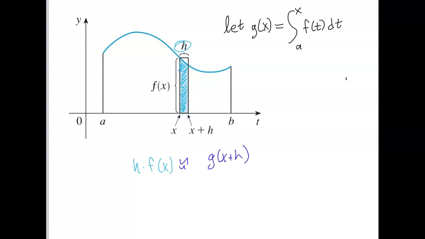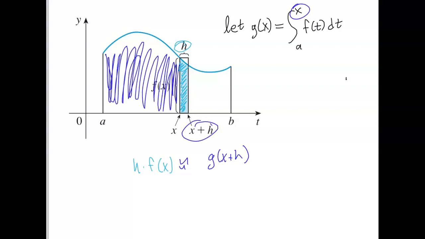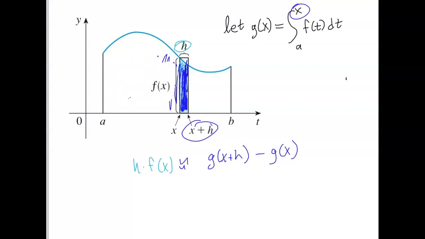All right, so g of x plus h, I would be replacing this x with the upper limit of x plus h, so it would be the area from a all the way over to x plus h, right? It would be all that area. And then I could subtract off g of x. So that would be taking away the area from a up to x. So I'd be taking this away. Yeah? And then that would leave me with just the area under the curve over that interval, x to x plus h. Does everybody agree with that?